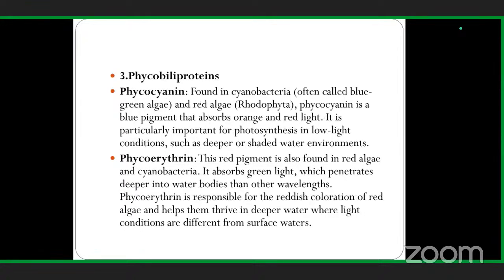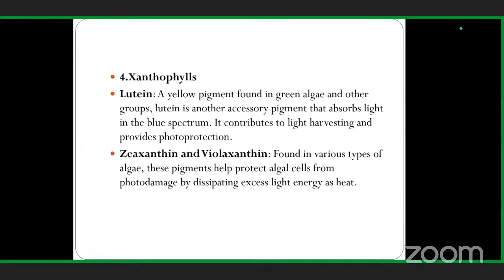Next, we have studied the phycobilin proteins. There are basically two types, phycocyanin and phycoerythrin. Both are present in cyanobacteria and also in the rhodophyta, that is the red algae. Due to the presence of phycoerythrin, the rhodophyta, red algae, are red in color. This phycoerythrin imparts the red color. Apart from this, they help to perform photosynthesis even in shaded or darker areas where very little light is available. And the number four pigment is the xanthophylls.